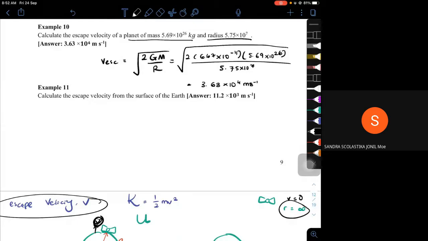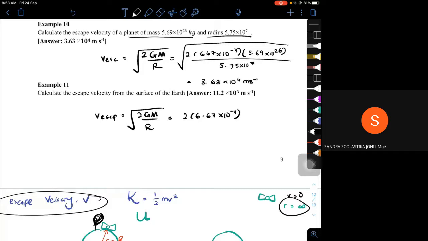Okay, so let's do example 11. Calculate the escape velocity from the surface of the Earth. Ini adalah cara saintis tahu macam mana nak bawa keluar satellite, macam mana nak bawa keluar spaceship, with this exact velocity. Okay, so we are going to calculate now. V escape is equals to square root of 2GM over r, and G is 6.67 darab 10 kuasa negative 11.